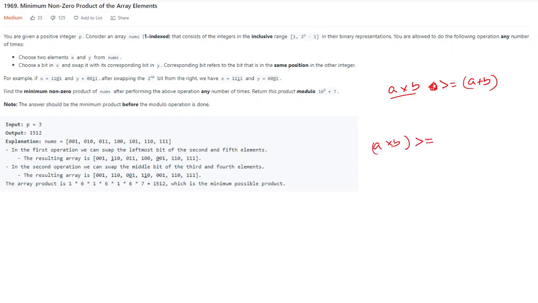Now if you see, a into b will always be greater than or equal to a plus b, so we can do something like this: a plus b minus 1. So this a into b will be greater than a plus b minus 1. We can also write it like this: a into b is greater than a plus b minus 1 into 1. So you now ask, from where is this 1 coming?